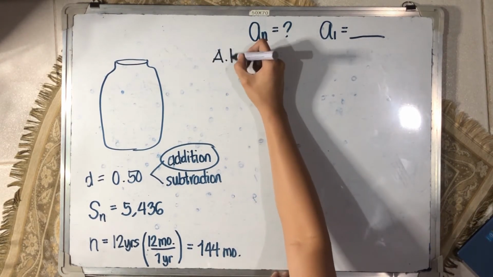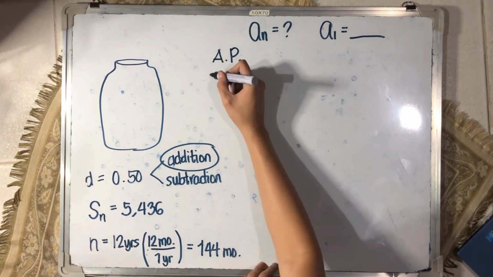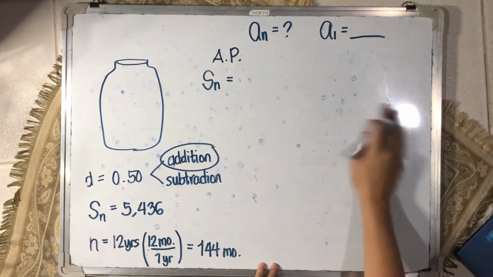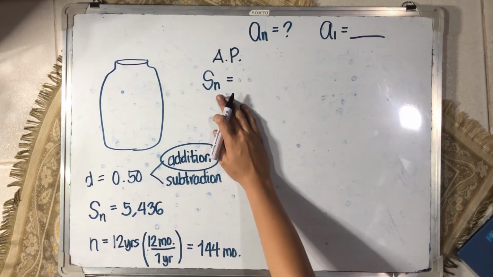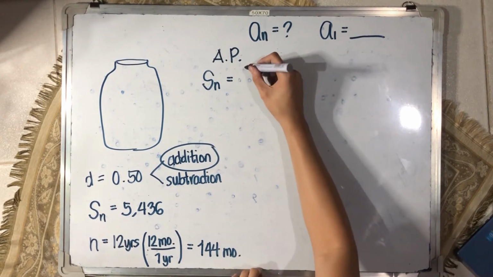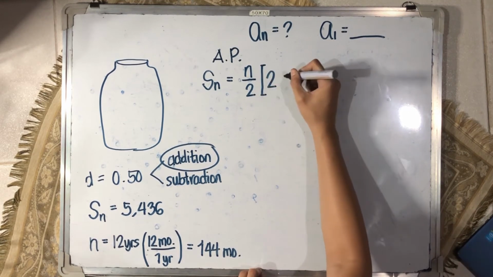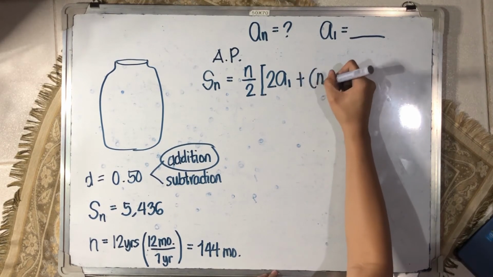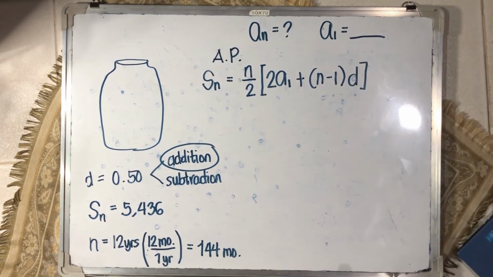Okay, for an arithmetic progression, may dalawang formula ka na kailangan tandaan lang. So you have your S sub n. This is the sum of all the terms involved from the first term to the nth term, to the last term of an arithmetic progression. So that is n over 2 times 2a sub 1 plus n minus 1 times your common difference d. Okay? So let's try to put the values na meron tayo ngayon.